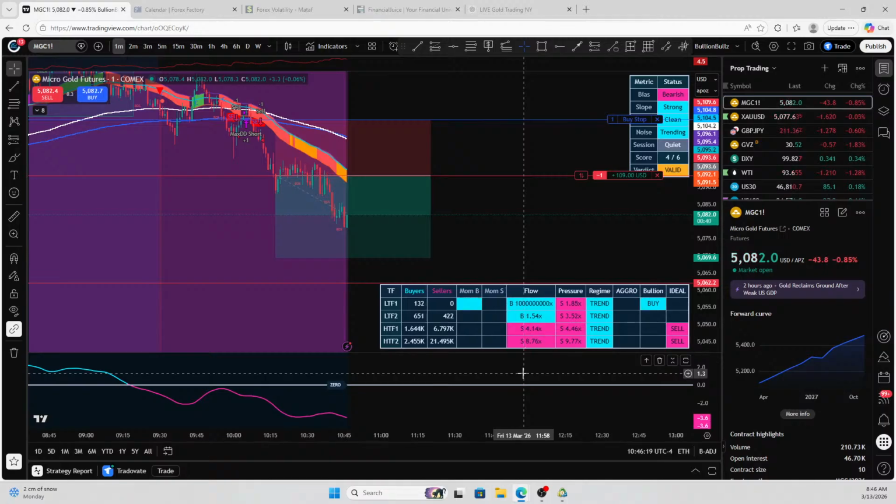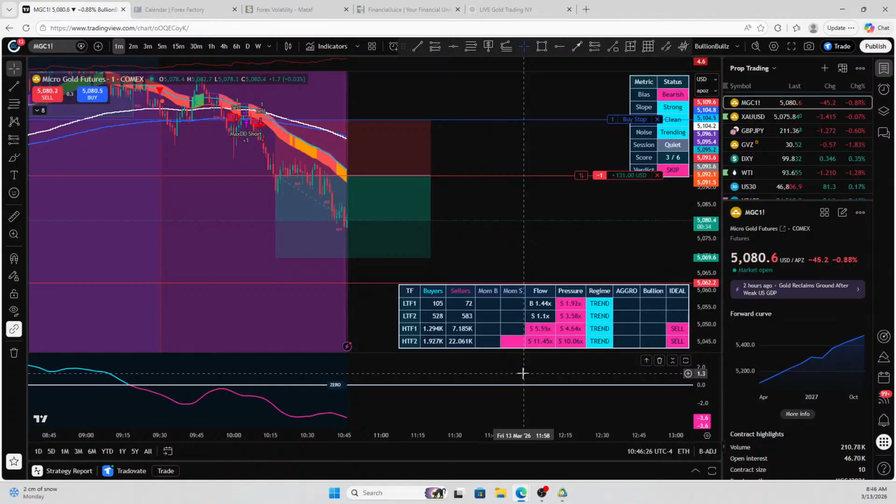But remember, it's the exact same strategy. The whole strategy is the exact same thing. We're not changing anything. We're just using the exact same strategy we trade with every single day. They're just different types of setups within this strategy.